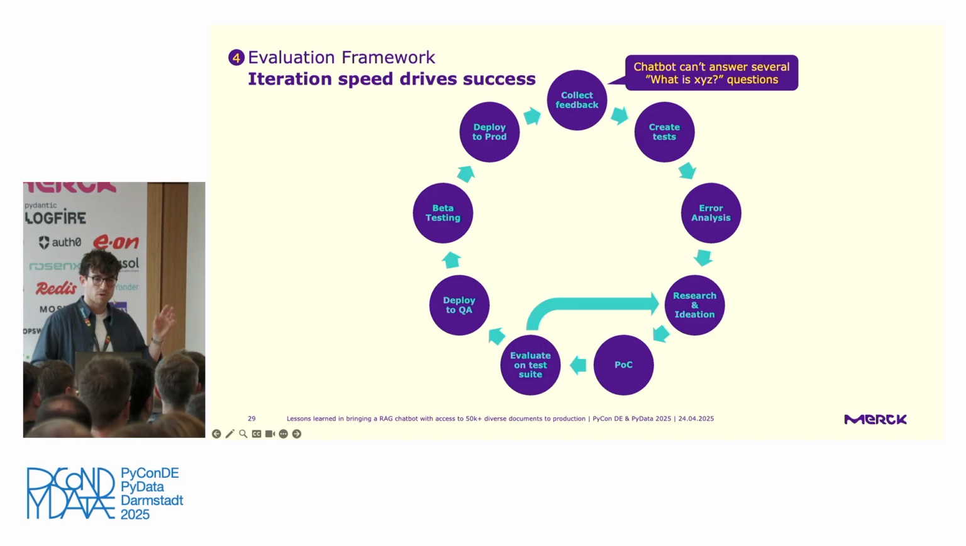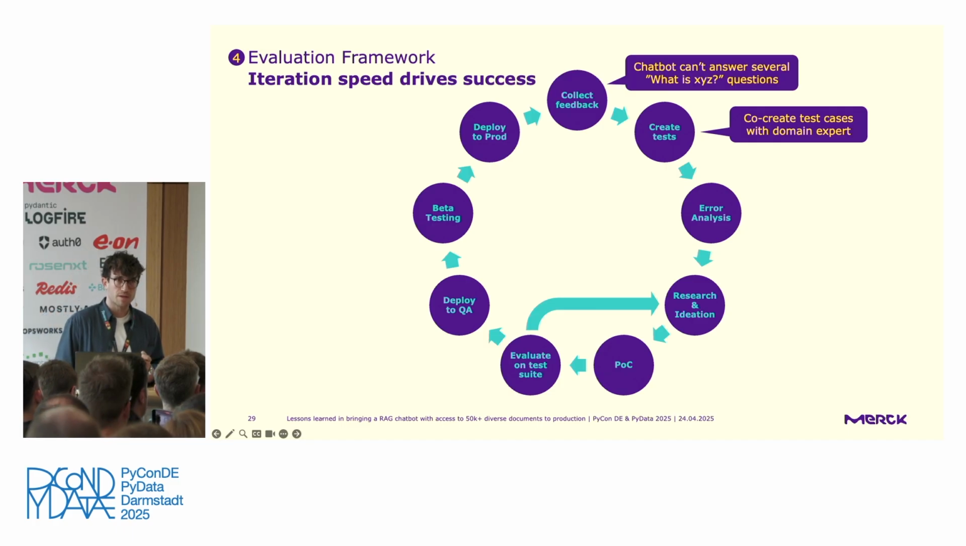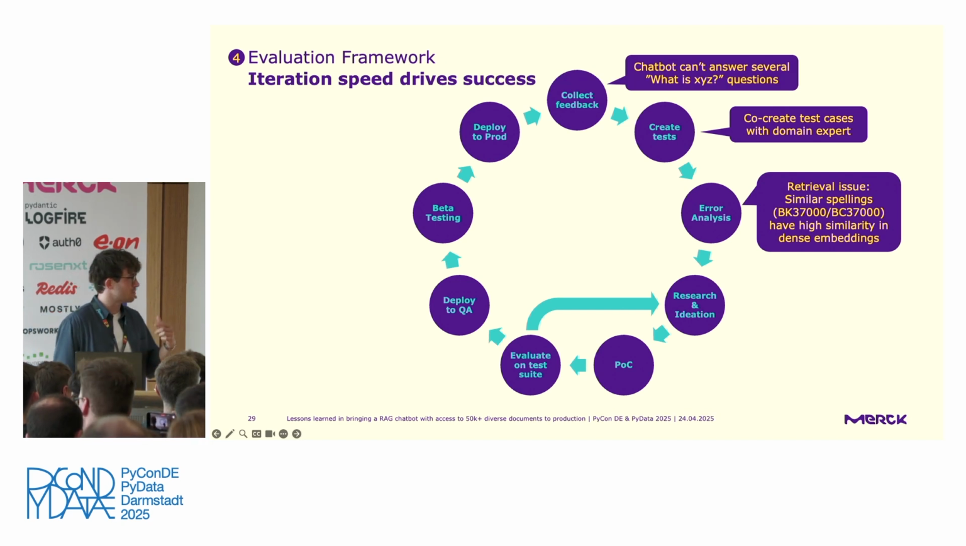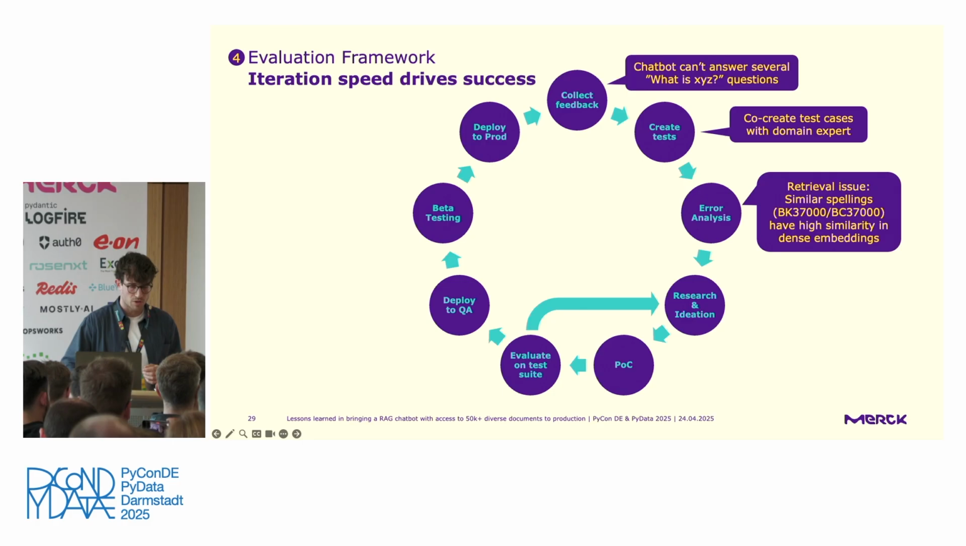When we got this feedback, we co-created some test cases together with the domain expert from this user feedback, and these tests would fail initially. Then we did some error analysis, and Nico highlighted this already, but at this point we really found that similar spellings, for example BK 37000 versus BC 37000, have high similarity in dense embeddings, and that's an issue, because at the time we only had dense embeddings. This results in irrelevant documents appearing in the retrieved documents.